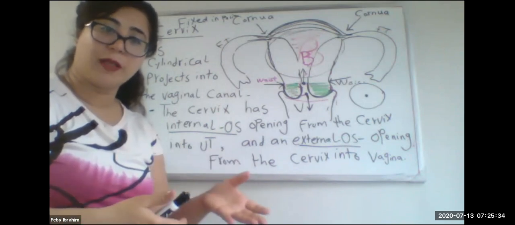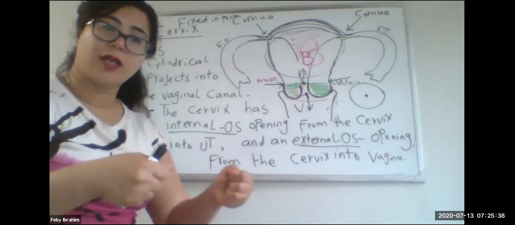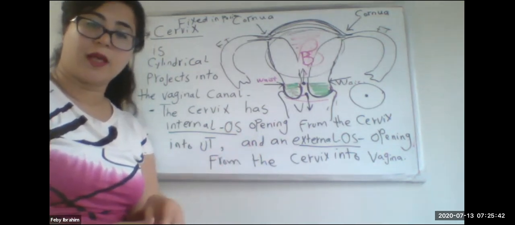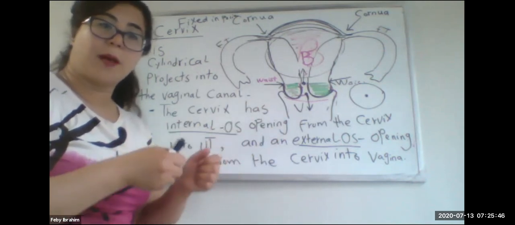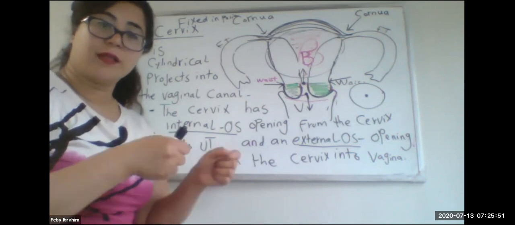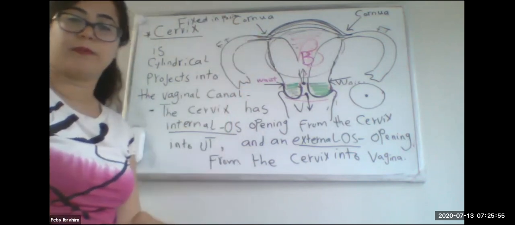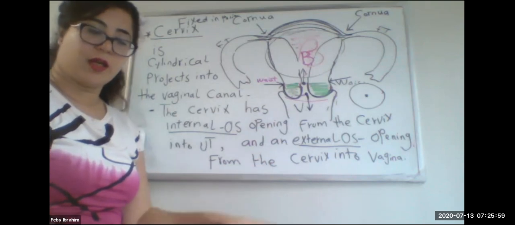Remember, ligaments hold the organs in position, and we are going to talk about the ligaments and how the cervix is not movable, supported by two ligaments. It's firmly supported and fixed in position. This is for the parts of the uterus.